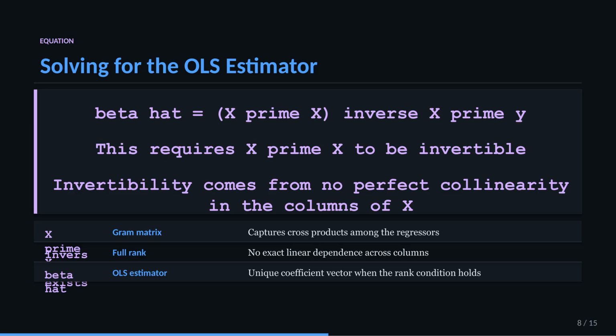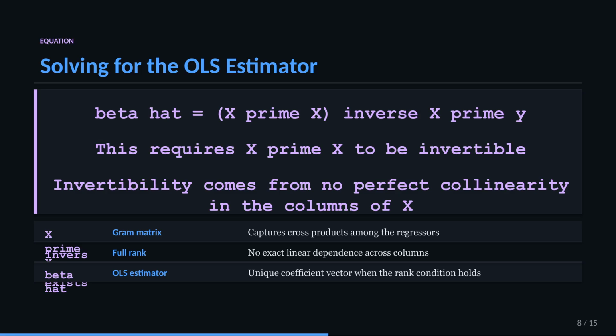That is the matrix formula for the OLS estimator. And the invertibility condition tells us exactly what can go wrong. If the columns of X are not linearly independent, then X prime X has no inverse, and the estimator is not uniquely pinned down. So the no perfect collinearity assumption is not just a nice extra condition. It is what lets the algebra actually produce a usable estimator.